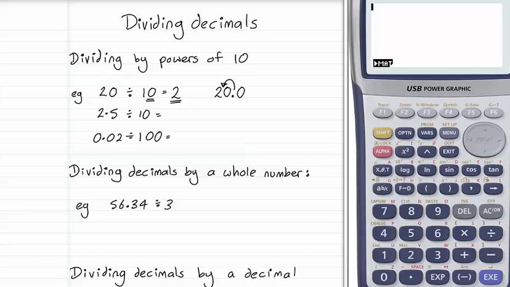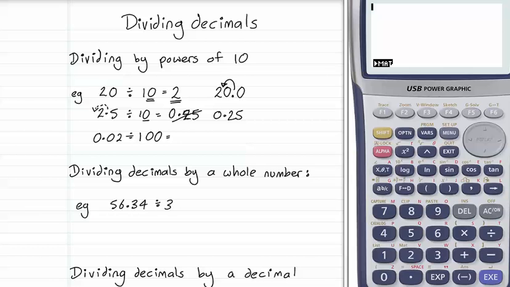So 2.5, pick up my decimal point, move it one spot to the left because I'm dividing by 10, which has 1 zero, and I'll get, sorry about my dodgy writing, 0.25. And if I've got a point with nothing in front of it, put a 0 in front, just so it's easier to read. Look, 0.25, much better.